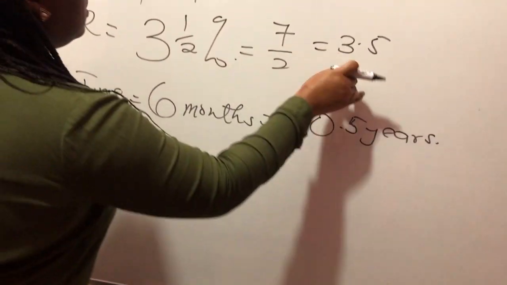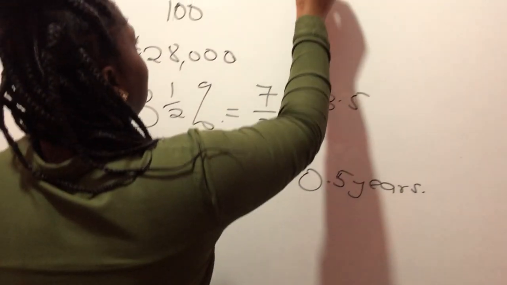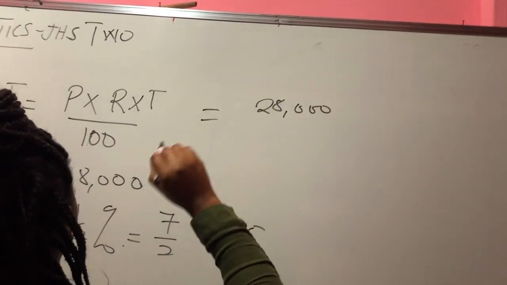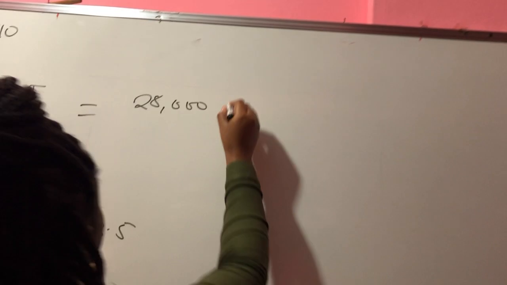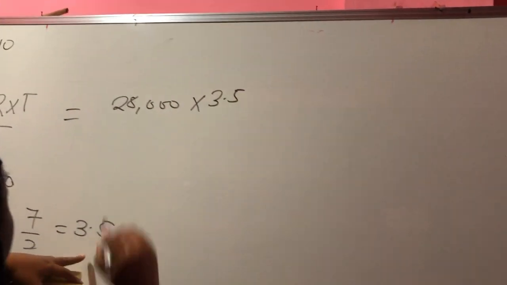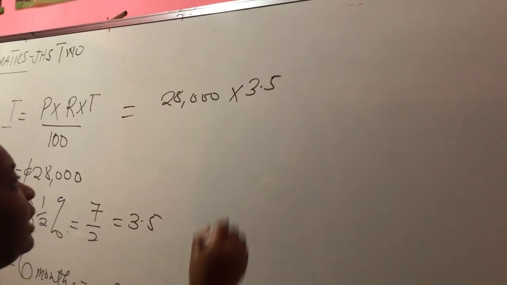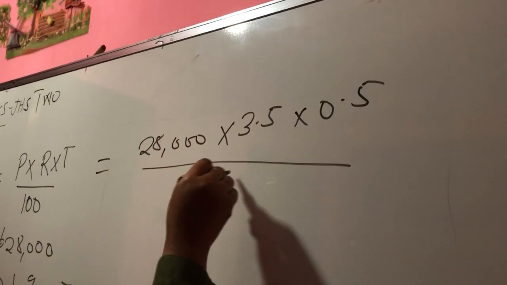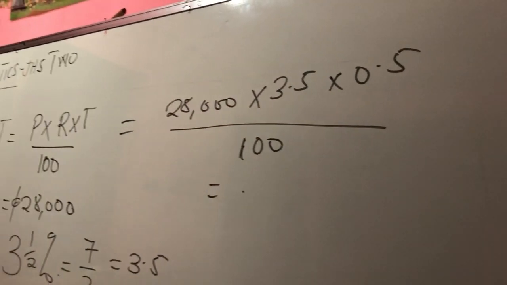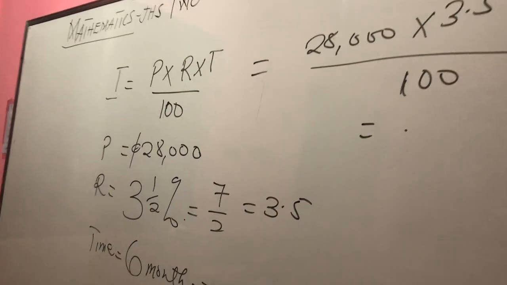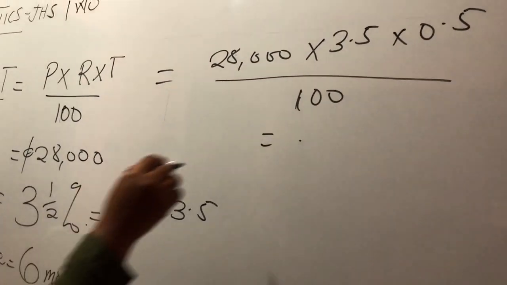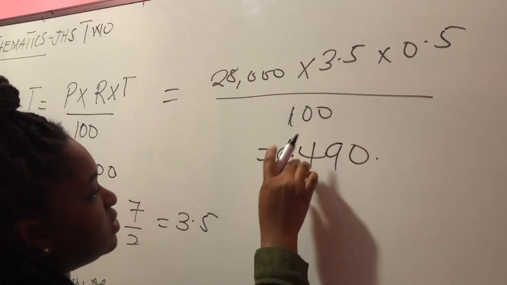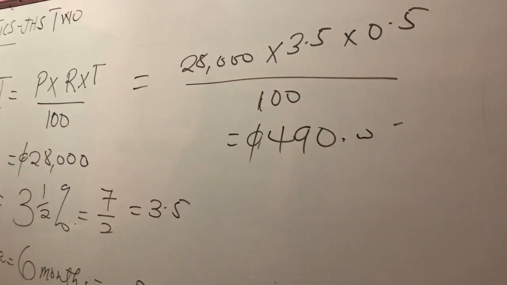Now, after I've gotten all these, then I come and put it in my formula. So what is my principal? 28,000. What is my rate? I've changed it into decimals, 3.5. And what is my time? 0.5. And all this is over 100. Okay. Now, my answer is 490 cedis. This is my final answer.